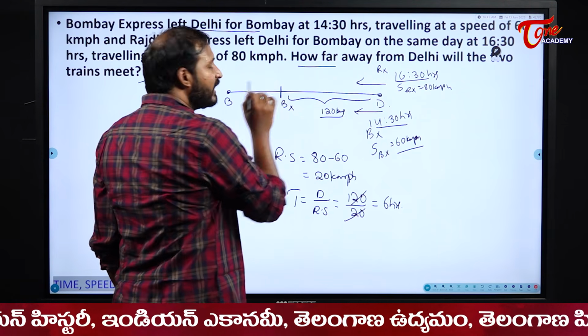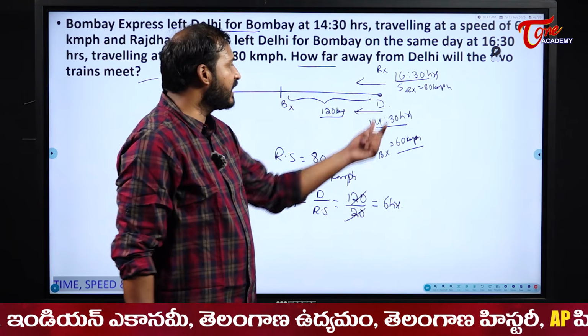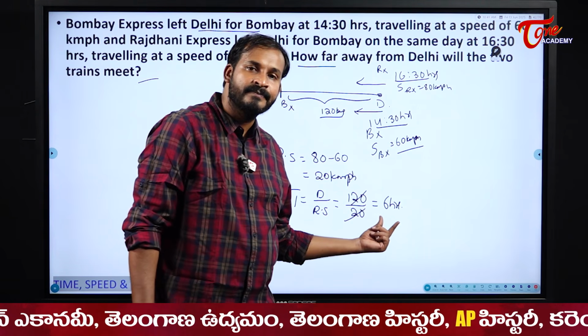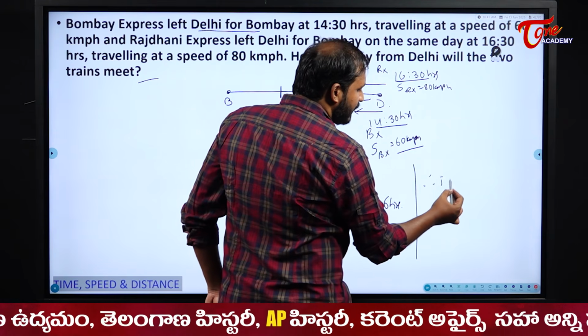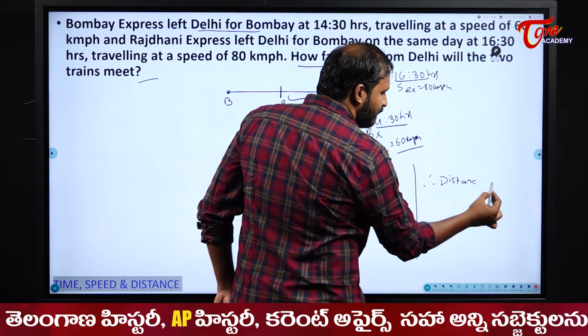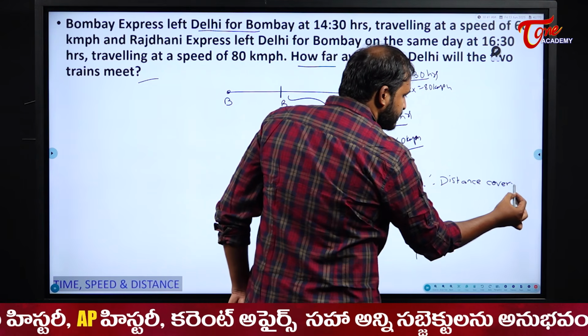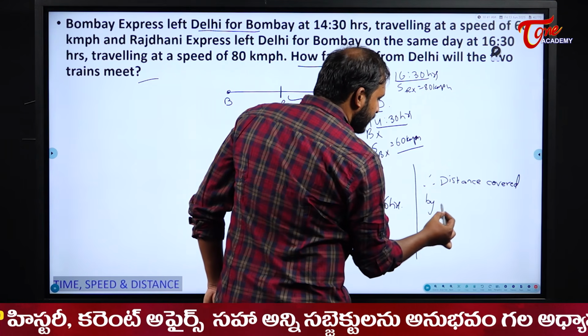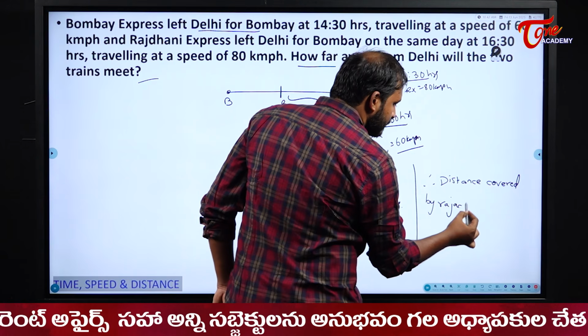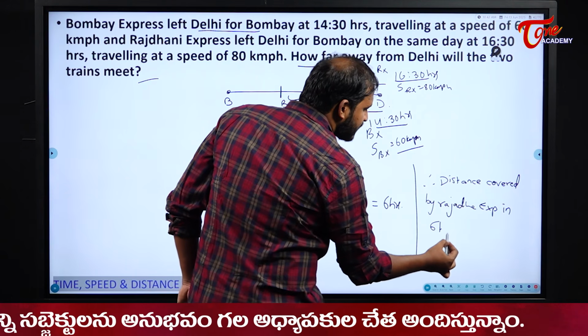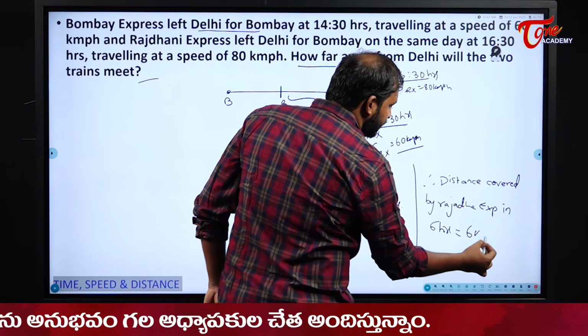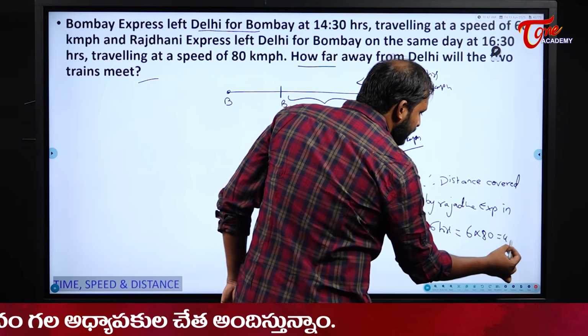From Delhi, I need to tell at what distance the two trains are meeting. Rajdhani Express is traveling for what time? 6 hours, right? So, therefore, distance covered by Rajdhani Express in 6 hours. What is the distance covered by it in 6 hours? 6 into 80. It will cover 480 kilometers.